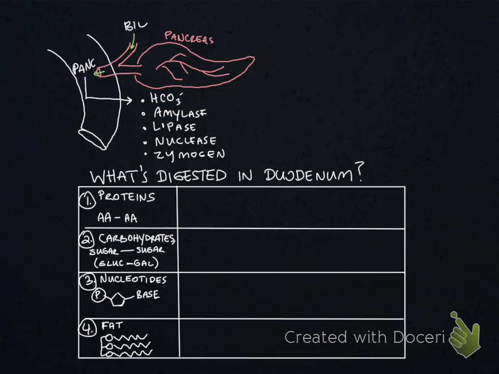Okay, so what is digested in the duodenum? So in the mouth, we were digesting starch. In the stomach, we were digesting proteins. But what about in the duodenum? We said that the most digestion occurs here. So let's list these out. We get protein digestion, so breaking apart into amino acids. Who does this? Brush border enzymes from our brush border cells.